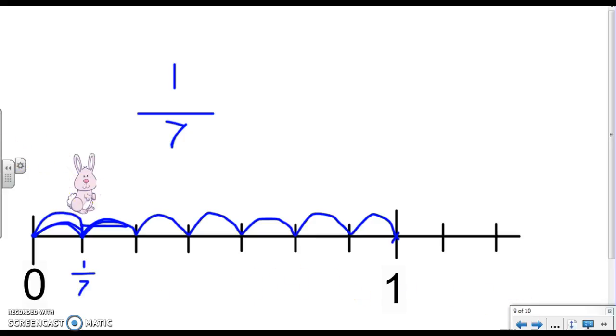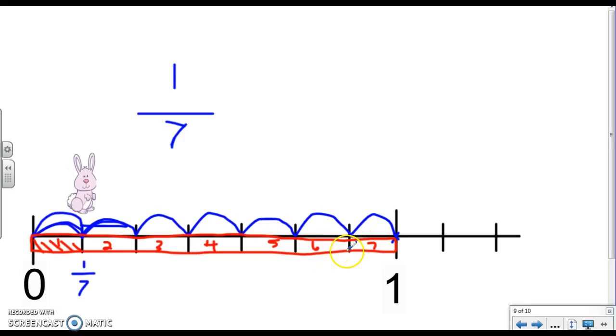You can view this as taking this whole, pretend this is one whole Twizzler or something. We have a whole Twizzler, and you can see that we have come this far, and we have 1 out of 1, 2, 3, 4, 5, 6, 7 pieces. So you can see this whole is split into 7 chunks. So we're not counting the lines, we're counting the chunks or the spaces that this whole is split into.